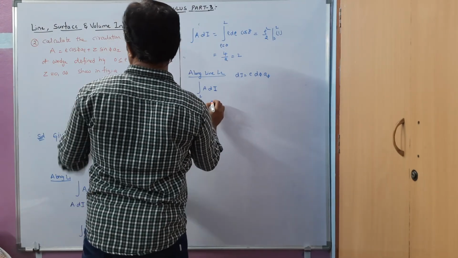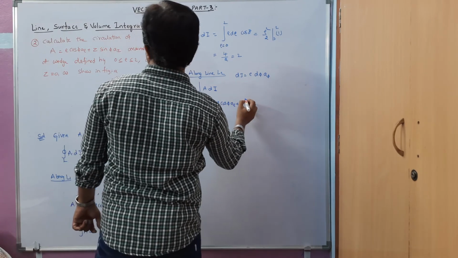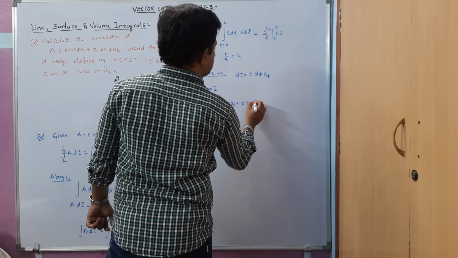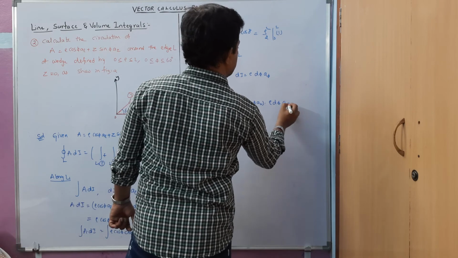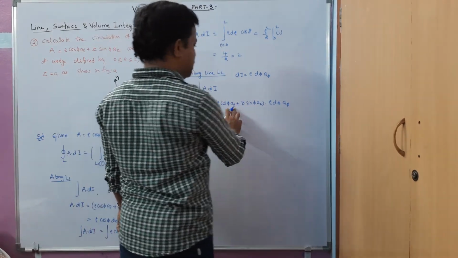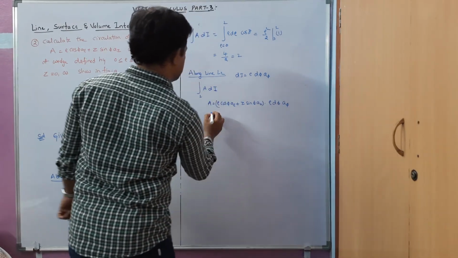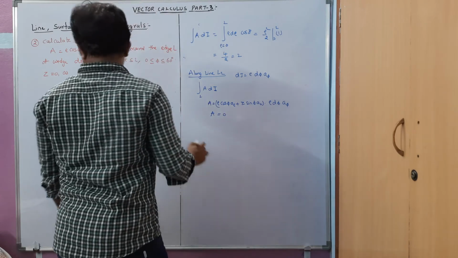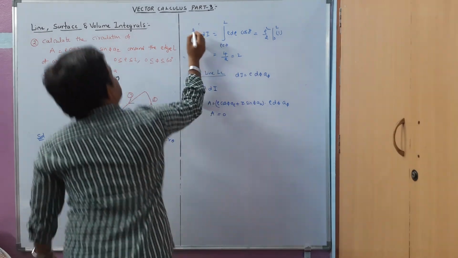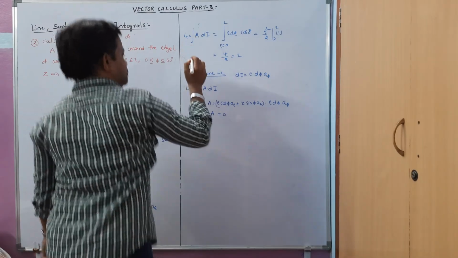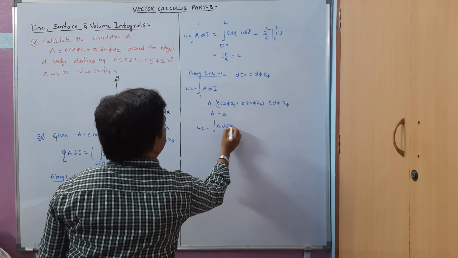Now what does A dot dl become? A is given as rho cos phi a rho plus z sin phi a z, dot rho d phi a phi. Here we don't have any phi term, so a rho dot a phi is 0 and a z dot a phi is 0. So this will become 0. So the line integral along L2, A dot dl, will become 0.